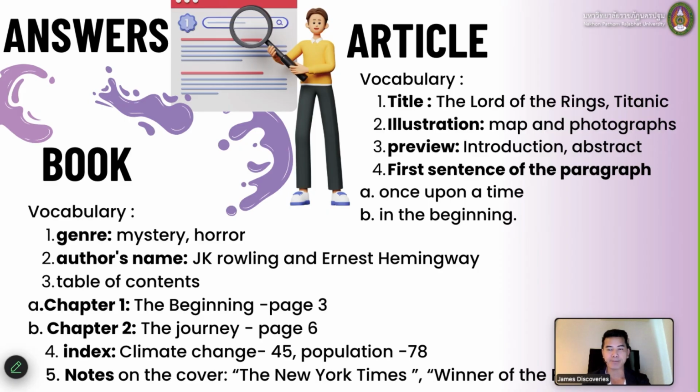Author's name, J.K. Rowling and Ernest Hemingway. And then table of contents, of course, we have chapter 1, the beginning, page 3, chapter 2, the journey, page 6. Index, climate change, 45, population, 78. Notes on the cover is like the New York Times, winner of the Pulitzer. So these are the words.